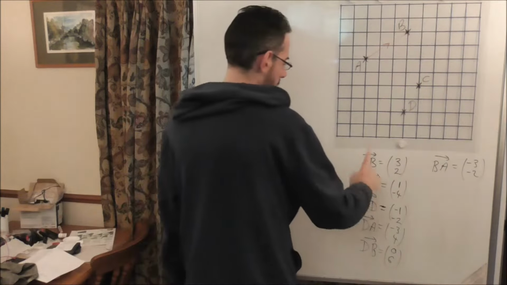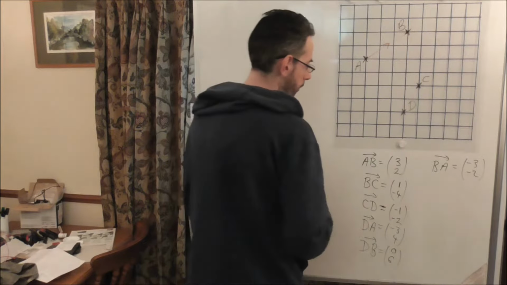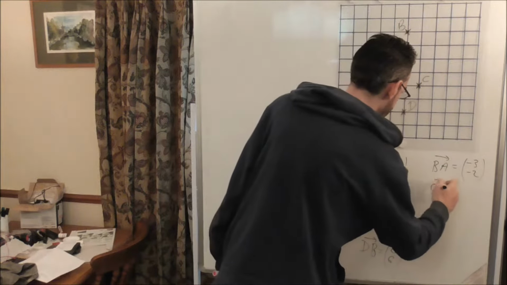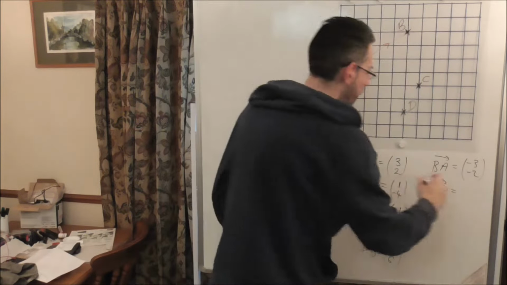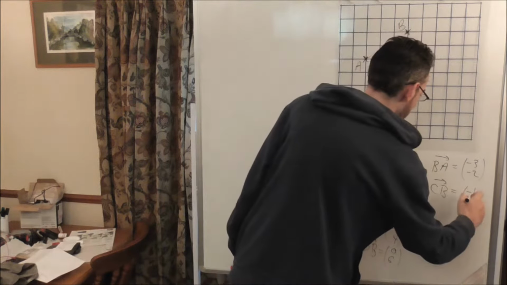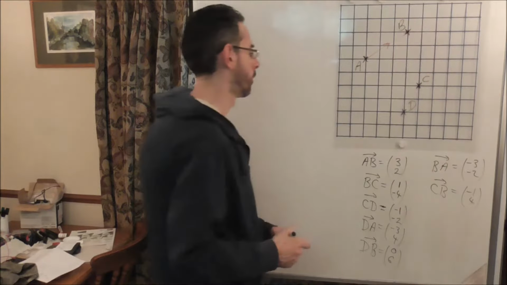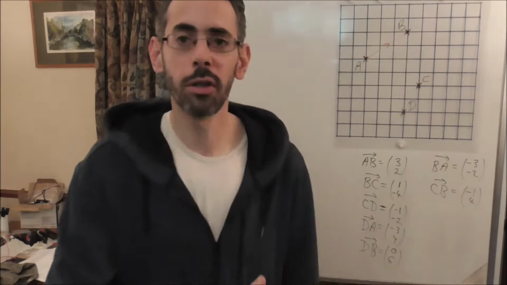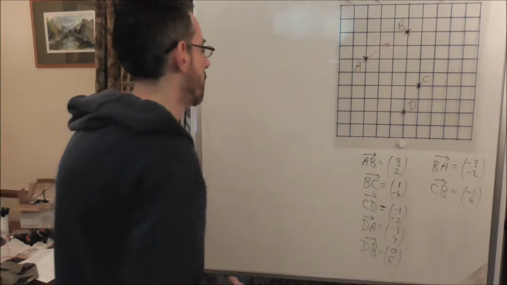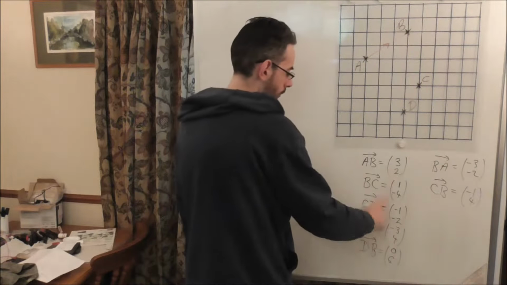Let's look at the return journeys of all of these vectors. So let's do C to B. That'll be left 1, up 4. Left 1 is minus 1, up 4 is just 4. So again, it's the same numbers as B to C, but because it's the return journey, it's just different signs. So I predict that'll be the same for all of these.